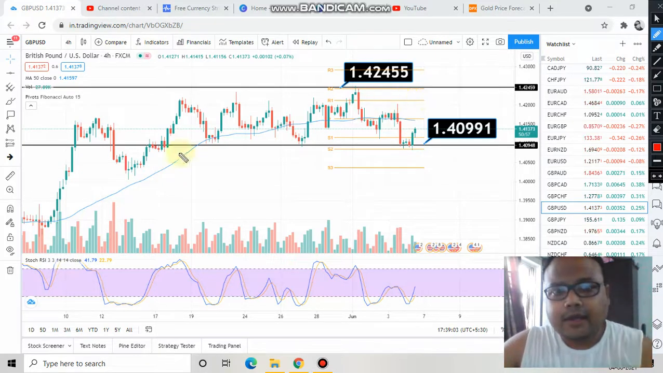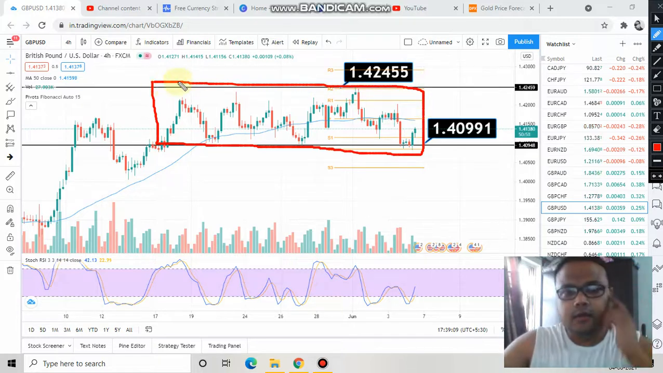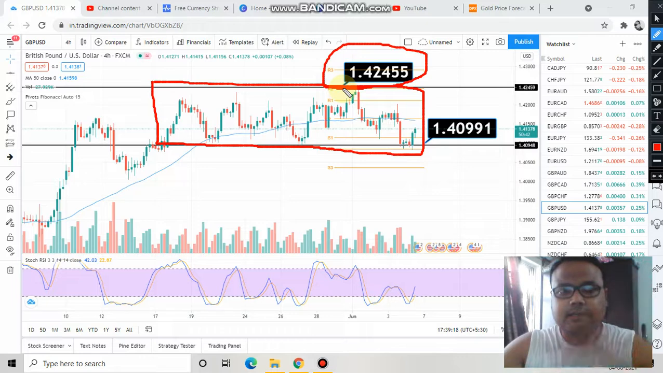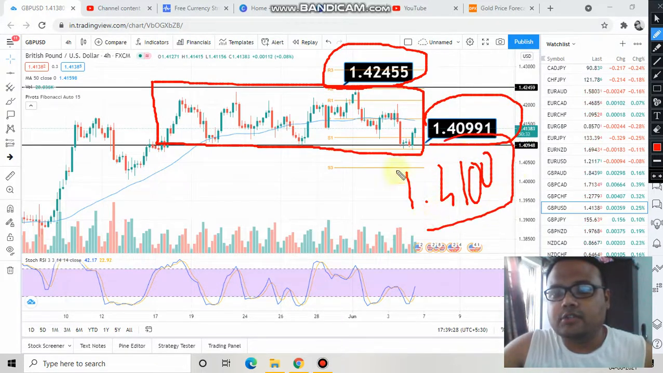But right now we can see that market is in a tight range. Whenever market is trying to go up, it is facing resistance at this particular level, 1.4245 level, and is coming down. On the other hand, we have a good support level at the 1.4100 level.